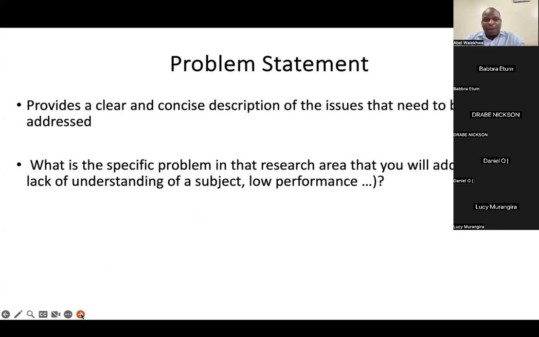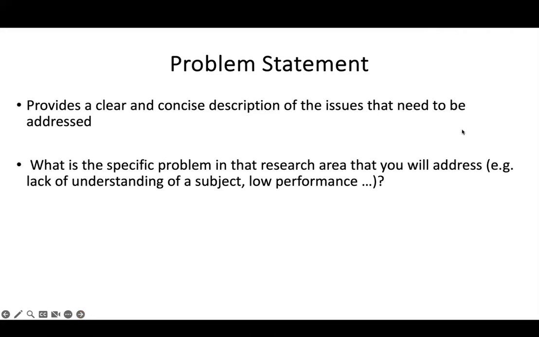Now, for me, I want us to put much emphasis on the problem statement that you want to address. So when somebody says, what exactly do you want to study? I can say, I want to study alcohol consumption among pregnant women. I am very clear. Then I'll say, but how is it a problem? I'll say, yeah, it's a problem. And then somebody will say, how big is the problem? So I must provide a clear and concise description of the issues that need to be addressed as far as alcohol consumption among pregnant women is concerned. So I need to be very clear. At this stage, I should be very, very clear.